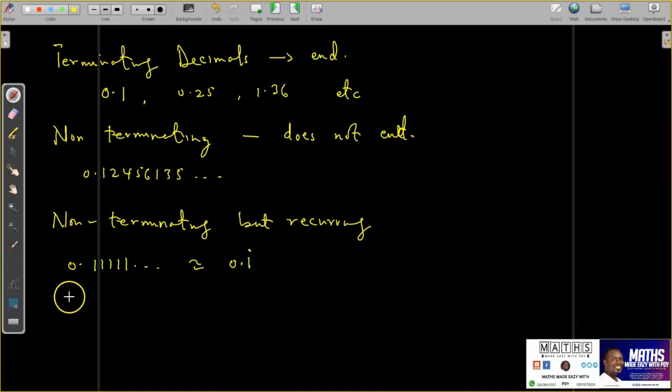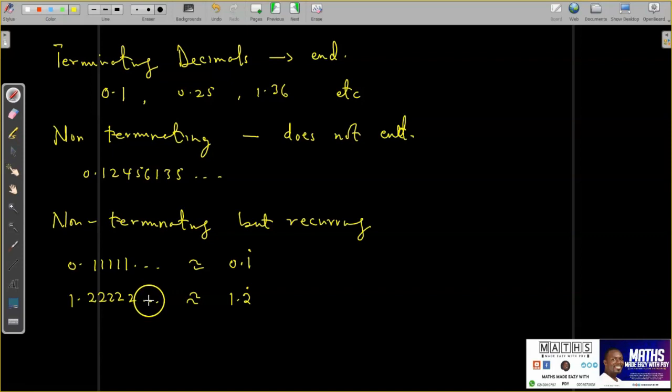So I may have 1.22222 all the way to infinity, which we can write as 1.2 with a dot on the 2, since the 2 is the digit which is recurring. So the first two examples are non-terminating decimals, but they are recurring. Please, is it clear? Yes, please.